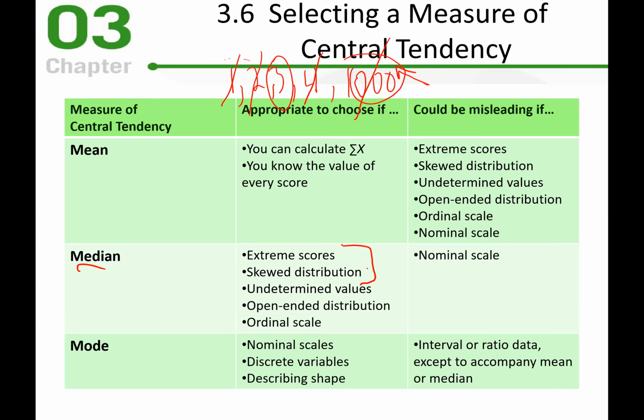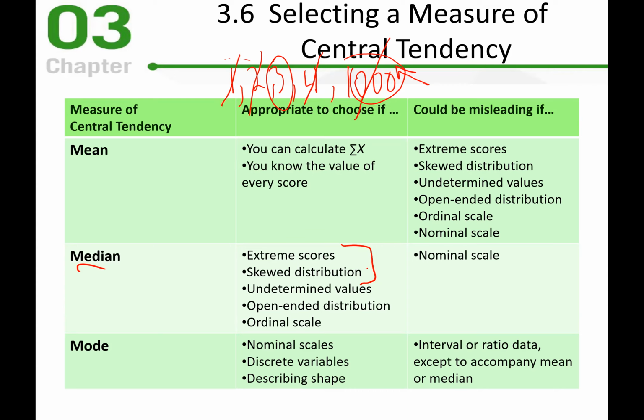So in the example I gave with the kid trying to complete the task and being timed, if I don't have a time for that particular child, that won't affect the median, because the median is just going to be the middle of the distribution. Even if I give that child a really high number, the median is still going to be the middle of the scores. So it's not affected by that undetermined value.